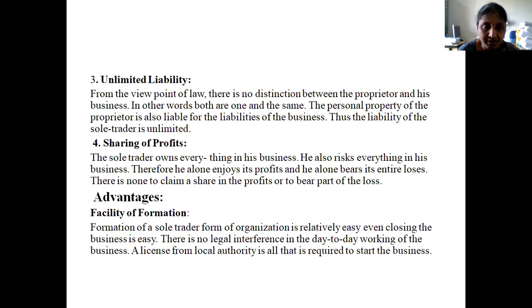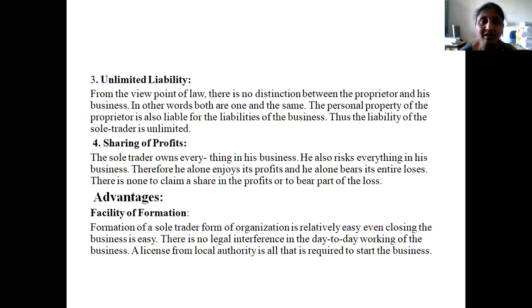Facility of formation, because here a single person is handling everything, a single person is doing the entire business. So formation of a sole trader form of organization is relatively easy, because a single person is handling the business, so formation is easy. And at the same time, even closing the business is also easy.